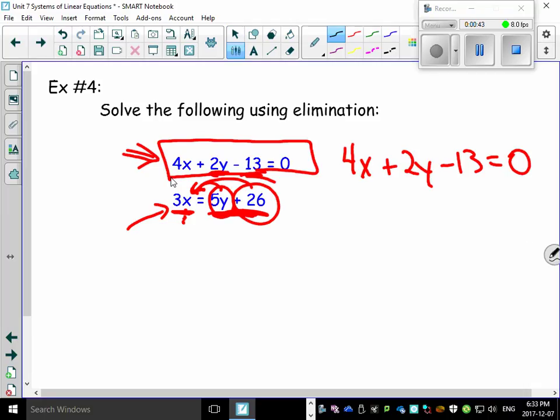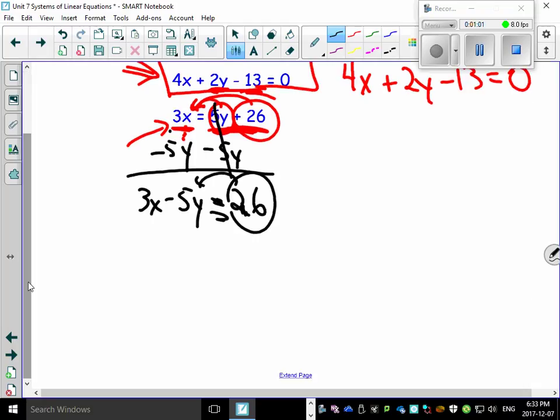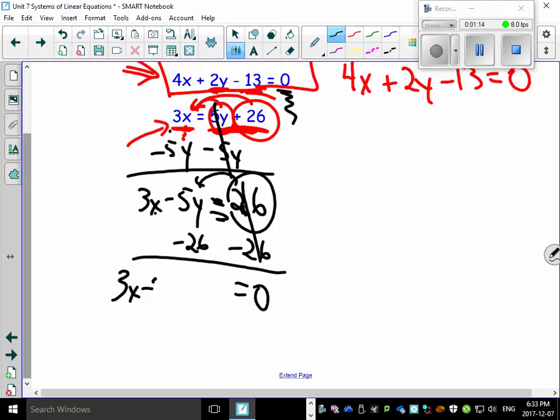Now I'm going to take this guy here. I'm going to subtract the 5y from both sides. So that's going to get rid of this 5y, giving me 3x minus 5y equals 26. But I have a problem here. The 26 is still on the wrong side. I need to move this guy over as well. So keep on going. I'm going to subtract 26 from both sides now. This now gives you 0, which is exactly what you have here, which is great. You have 3x minus 5y minus 26 equals 0, which now looks an awful lot like this.